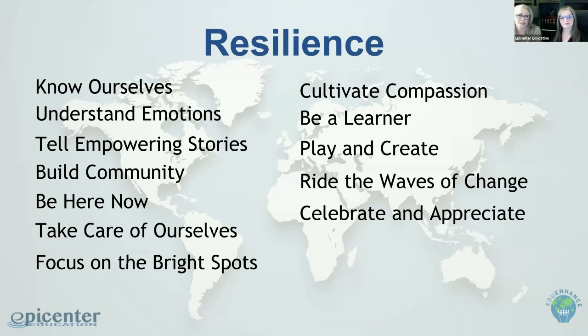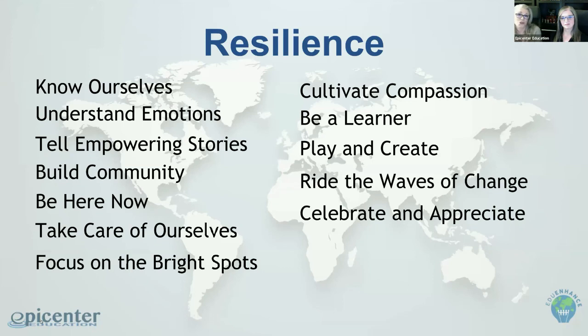Taking care of ourselves. This sounds like everything else on the list, so very simple. When we cut ourselves, or when our students cut their fingers, they know to put antiseptic and then a Band-Aid. But when we hurt on the inside in a different way, we many times, and our students, don't know what to do, or they think that it will fix itself, and resilient strategies help fix that. Next is focus on the bright spots.